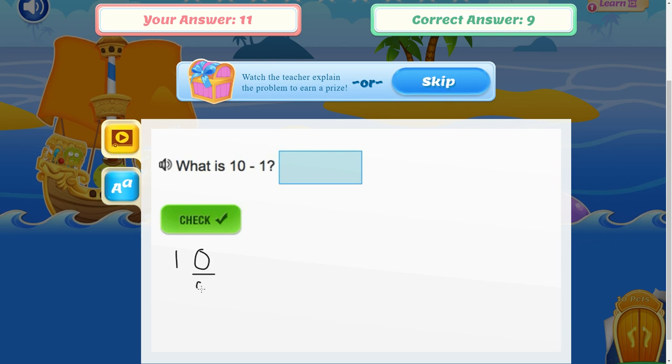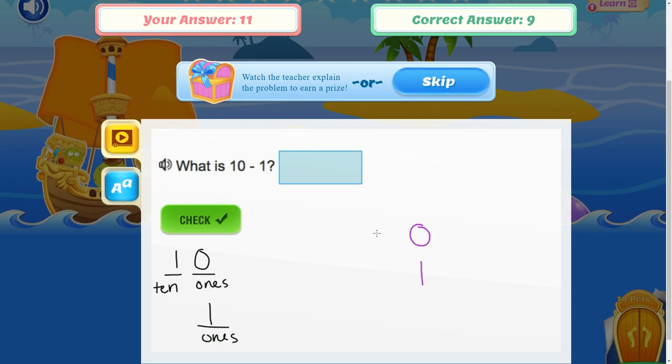So we have 0 ones, like so, and 1 10. We can say the same of 1, which just has 1 1. It has no 10s. So now let's set this up for vertical subtraction. We'll start by writing down our ones place. Here's the 0 of 10 and the 1 of 1.